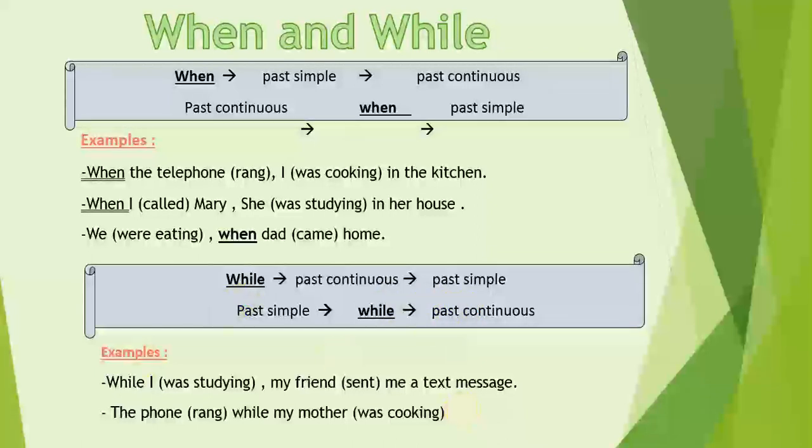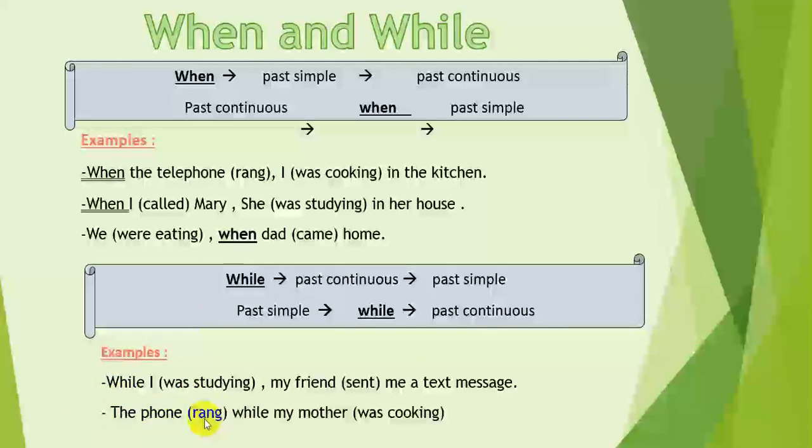Okay, now let's read some examples. While I was studying, so what's after while here? Yeah, the past continuous. While I was studying, my friend sent me a text message that has interrupted my studying. Okay, and what I can notice here is that after while there is a sentence, there is a past continuous. Great. Okay, so let's check the second sentence.